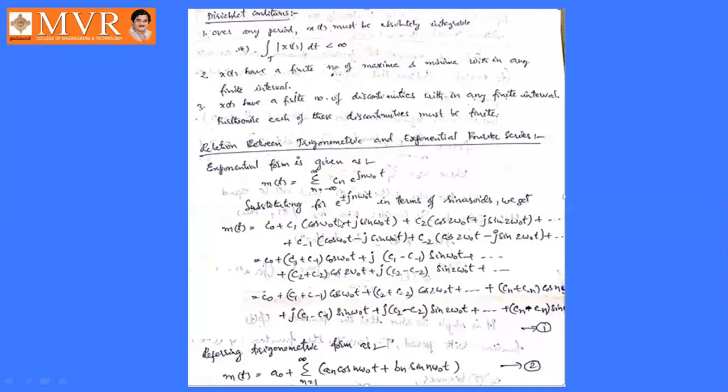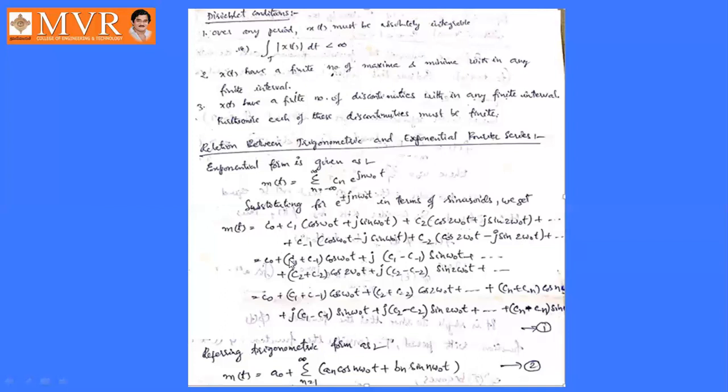Why? Because it is plus r minus, right? C minus 1 into cos omega naught t minus j sin omega naught t, plus C minus 2 into cos 2 omega naught t minus j sin 2 omega naught t, plus ... plus C minus n into cos n omega naught t minus j sin n omega naught t, right?